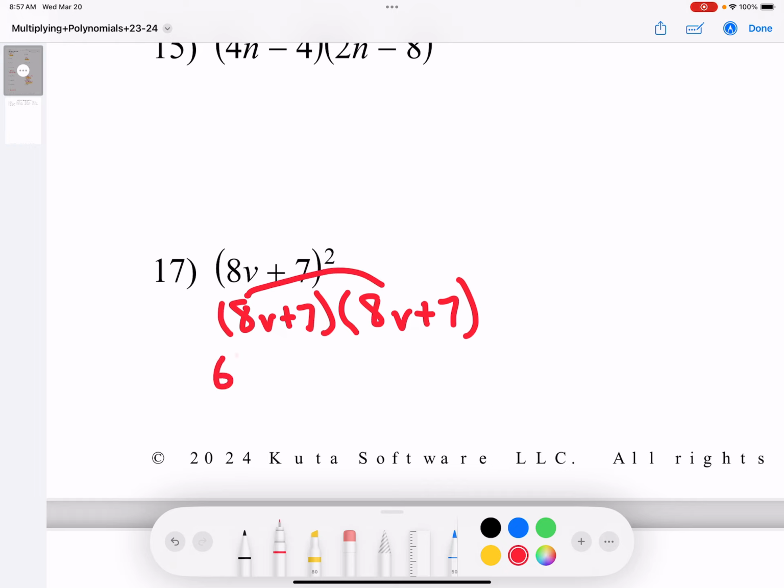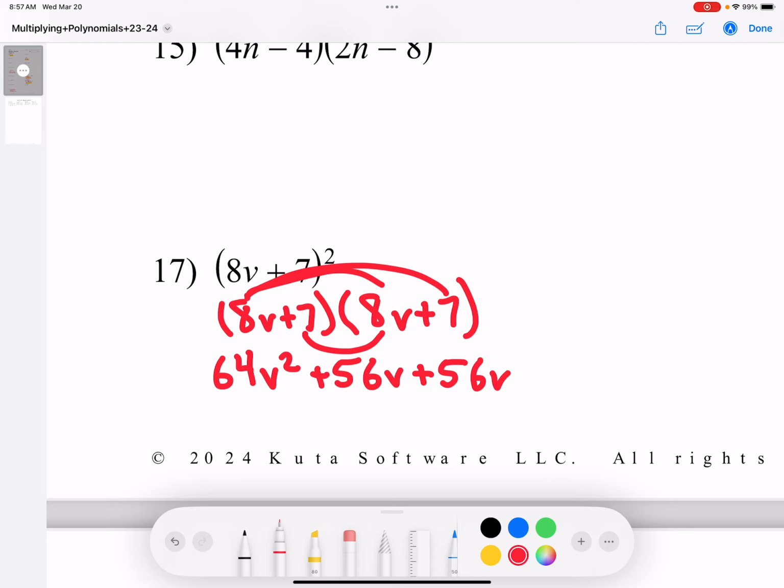So 8 times 8 is 64. V times v is v squared. Then we do 8v times 7, which is 56v. Then you do 7 times 8v, which is also plus 56v. And then 7 times 7 is 49.